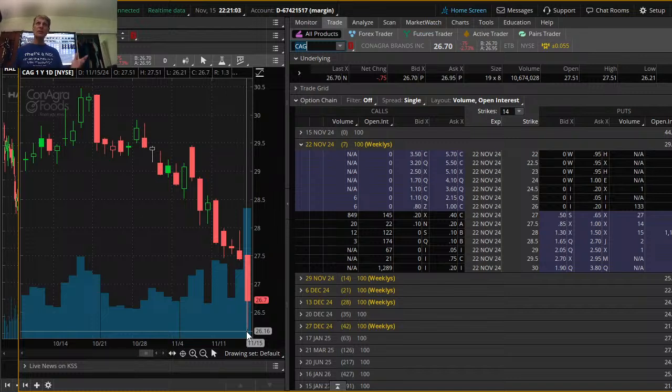Eventually. Because eventually it will find the bottom, turn around, and go back up again. Eventually. But we don't know when that's going to be. B wants to take a look at Albemarle. A-L-B.